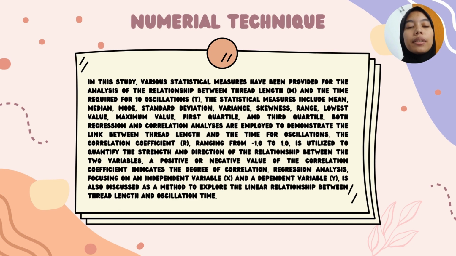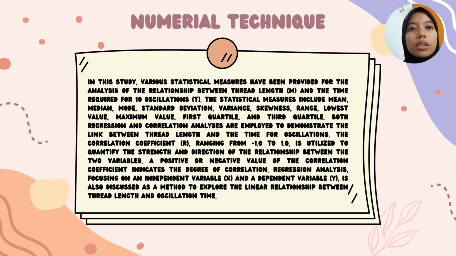In this study, various statistical measures have been provided for the analysis of the relationship between the thread length and the time required for the 10 oscillations. The statistical measures include the mean, median, mode, standard deviation, variance, skewness, range, the lowest value and the maximum value, first quartile and third quartile. Both regression and correlation analysis are employed to demonstrate the link between the thread length and the time for the oscillation.